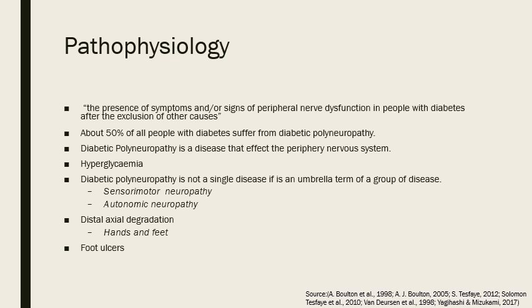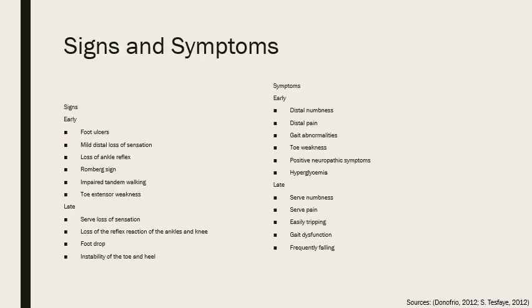Diabetic polyneuropathy is a distal axial degradation disease, which means the disease starts at the most distal part of the body and proceeds proximally till affecting the whole limb or body. This means that it affects the hands and feet first, then progresses to the knees and elbows in the latter stages. The first sign of diabetic polyneuropathy are foot ulcers, as the disease affects the feet first. Foot ulcers are caused by the body putting abnormal pressure on one or more spots of the foot and creating foot ulcers.